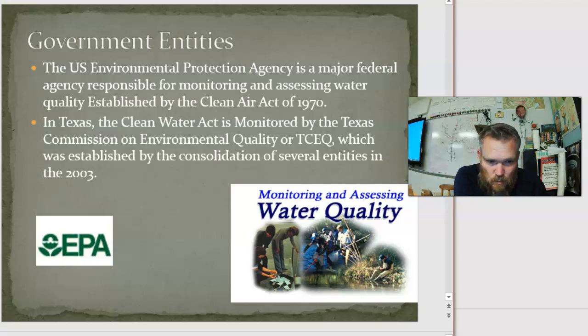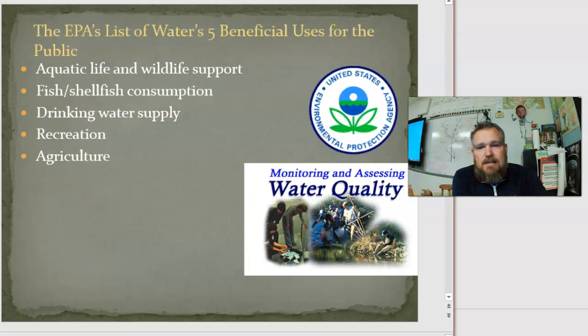Basically, what the EPA does is look at water in light of 5 beneficial uses that the public should be able to use water for and not worry about it being contaminated. Those 5 primary uses that gauge water quality are aquatic life and wildlife support, fish and shellfish consumption, drinking water supply, recreation, and agriculture.